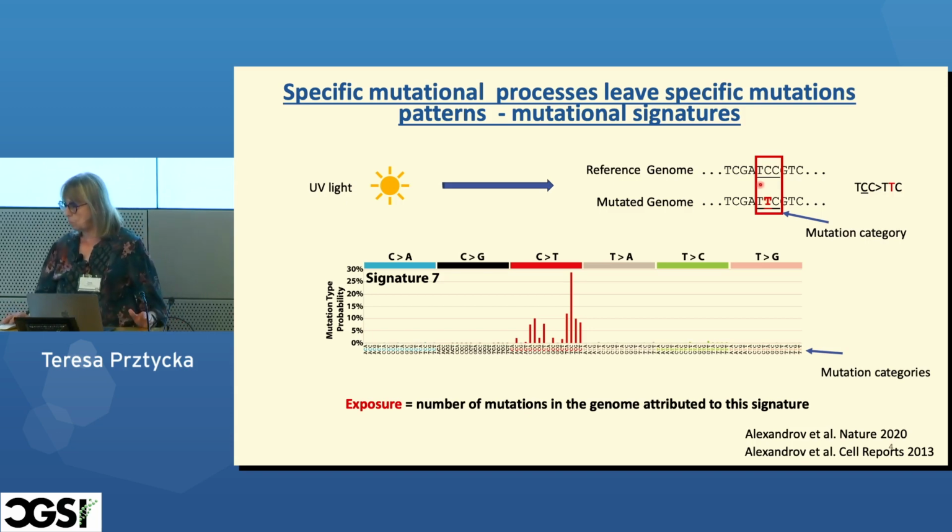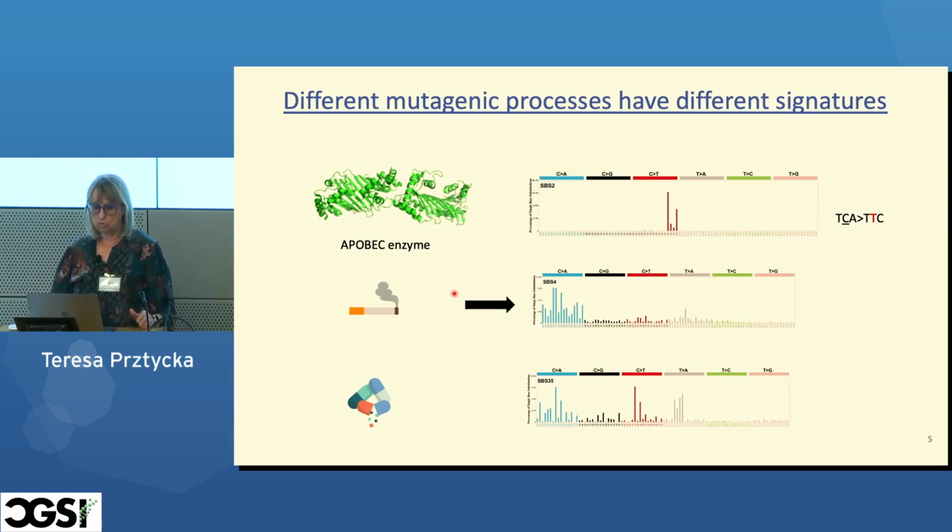So we have 96 mutation categories, and then the mutational signature would be the distribution of the mutations across those categories, the distribution of mutations that are attributed to a given mutagen. So for every mutagen, the mutational signature would be the distribution of the mutations across the mutation categories that are attributed to this process. Now, I showed you UV light. There are just some other examples of mutagenic processes.